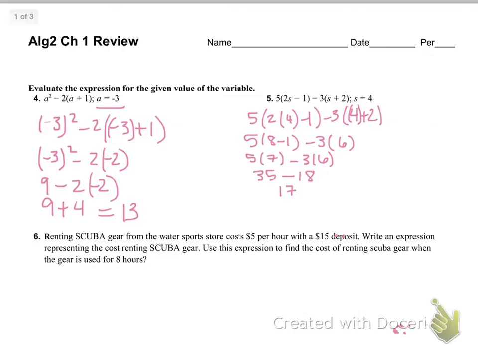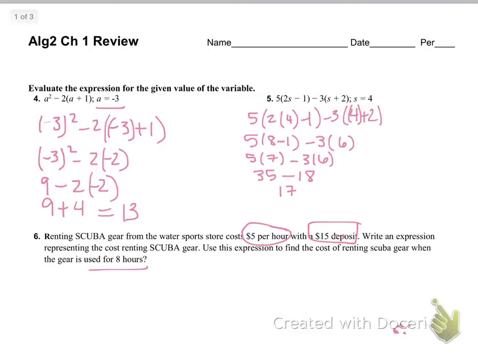So my next one, I'm renting scuba gear from the water sports store. It costs $5 per hour and a $15 deposit. Write an expression representing the cost of scuba gear. Use this expression to find the cost of renting scuba gear when it is used for 8 hours. Okay, so when you're going to take the test, make sure you are circling certain things that it's telling you to do, or certain things that you have, so I can see the thought process of what's going on.